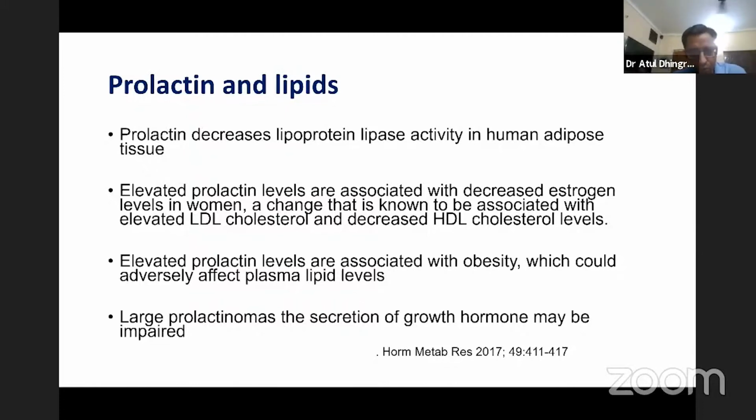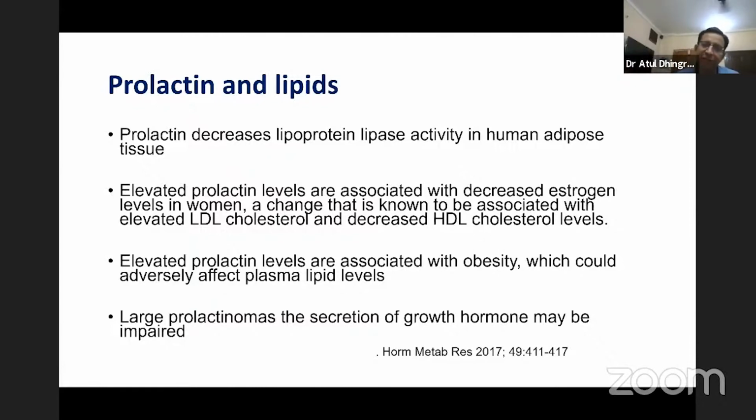Coming to the lesser known hormones, prolactin. Prolactin actually reduces lipoprotein lipase activity in human adipose tissue, and elevated prolactin levels are associated with a reduction in estrogen levels in women, a change that is known to be associated with increased LDL cholesterol and a reduction in HDL cholesterol levels. Again, elevated prolactin levels are also associated with obesity.